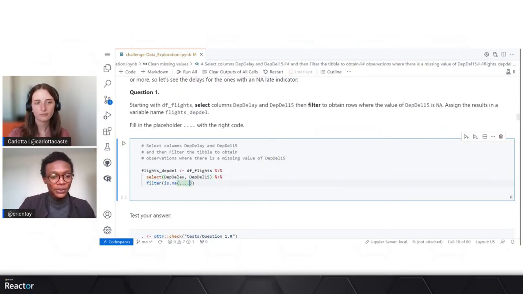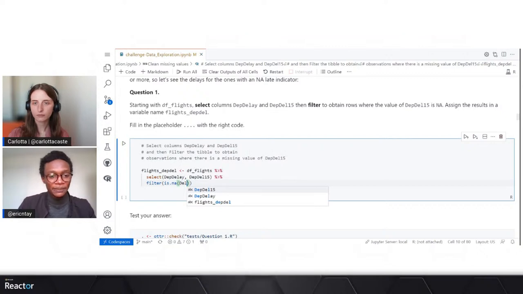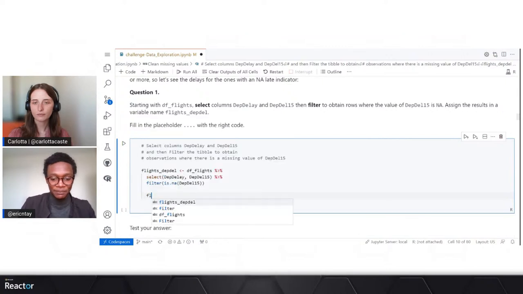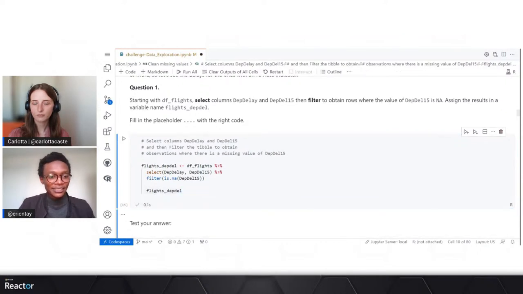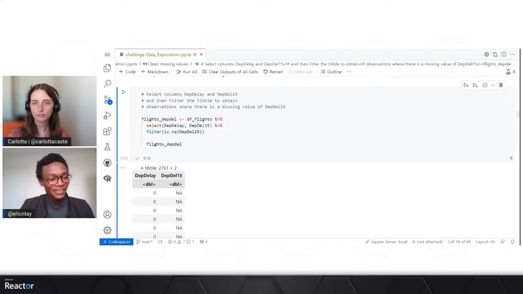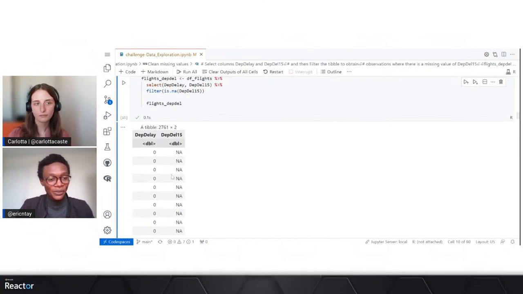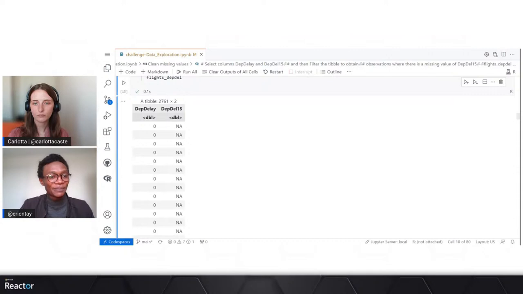So we want to investigate those around 2000 values that are missing in the dep_delay_15 column. So filter for rows where there's a missing value in dep_del_15. And then we have assigned all this operation to a variable name, flights_dep_del. Let's see the result of this. Once we run this, we have been able to select dep_delay and dep_delay_15, and then filter the dataset to obtain the rows where we have a missing value in dep_del_15.